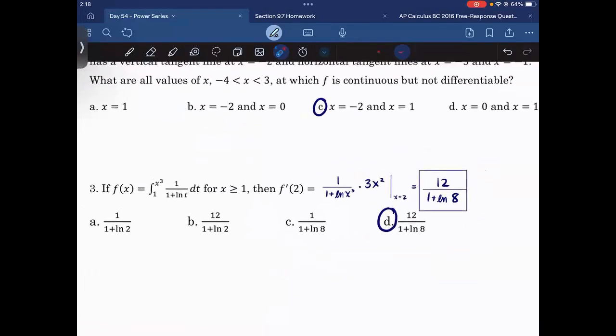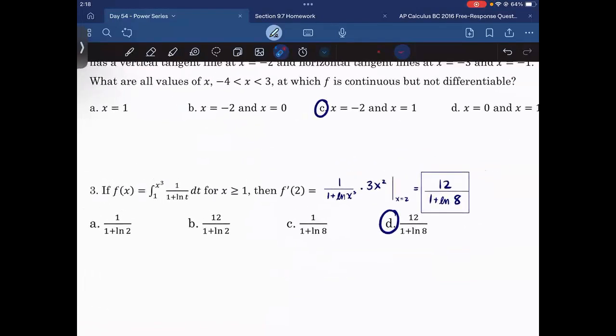Then our last one, again, pretty easy. Just doing the derivative, which means we plug this in and then chain rule it, plug in x equals 2, we find 12 over 1 plus ln of 8.